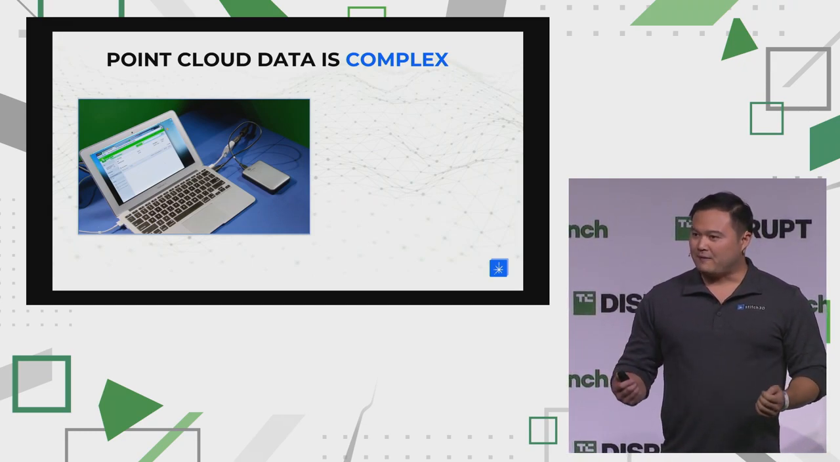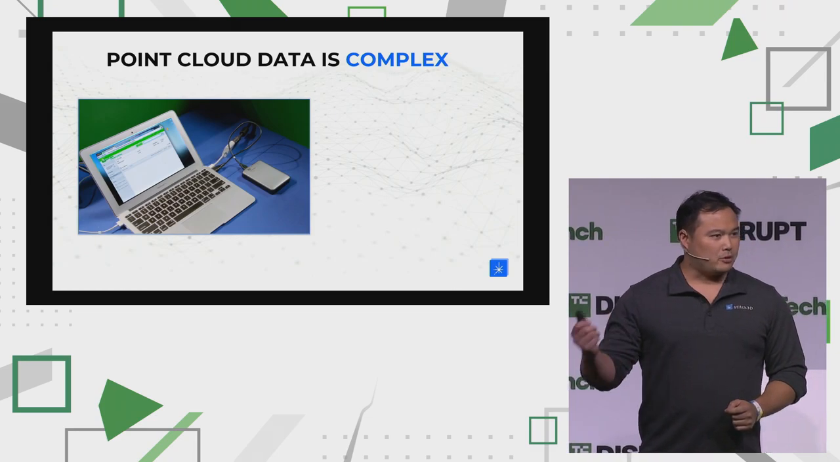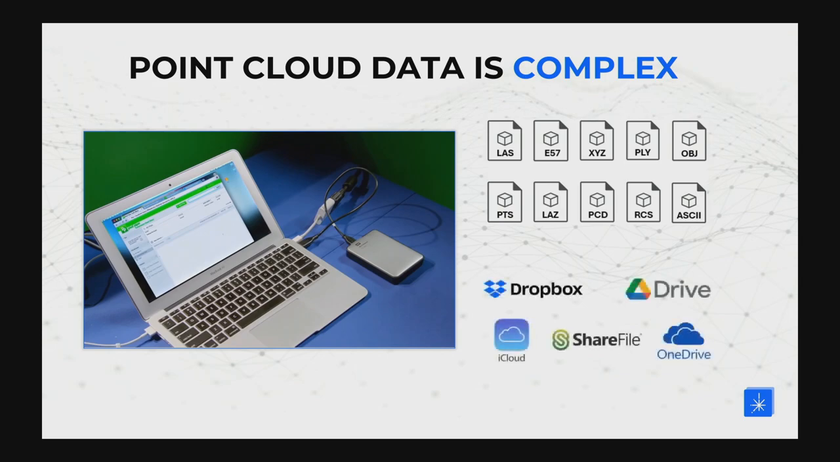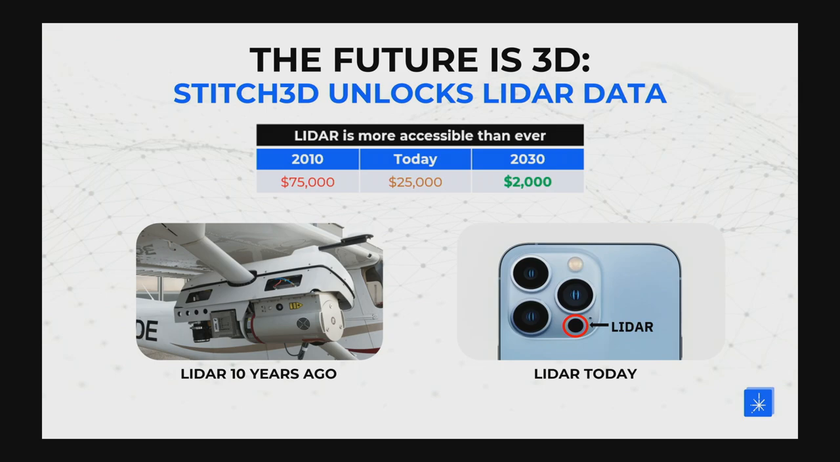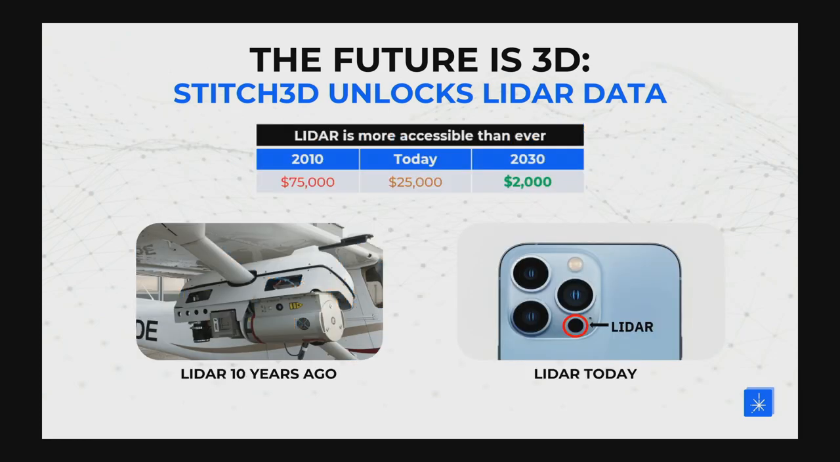Not only are we talking about file sizes that can range from a few megabytes to a terabyte or more, but there are also a lot of different types of point cloud formats out there, making interoperability a real pain. And by the way, your Google Drives and Dropboxes of the world, they can't view any of these files. So it's become fairly clear that even though LiDAR technology is now more accessible than ever, a broken digital infrastructure is keeping all this data locked up.